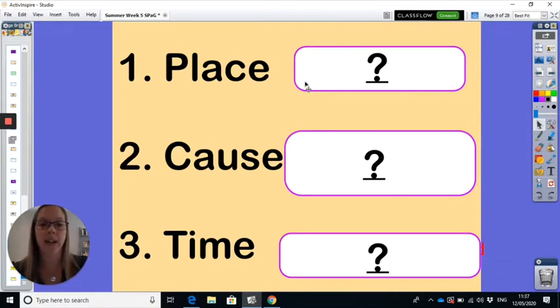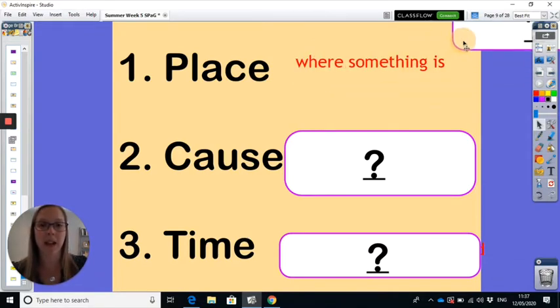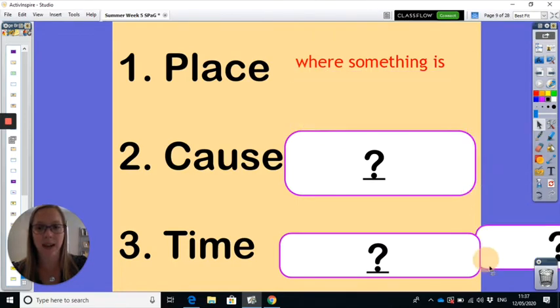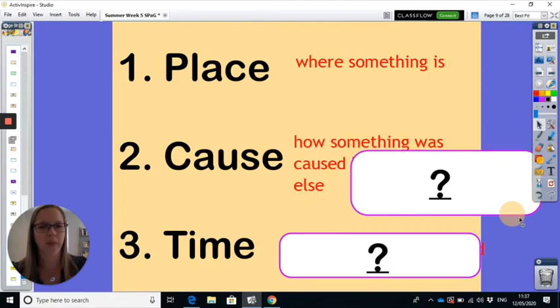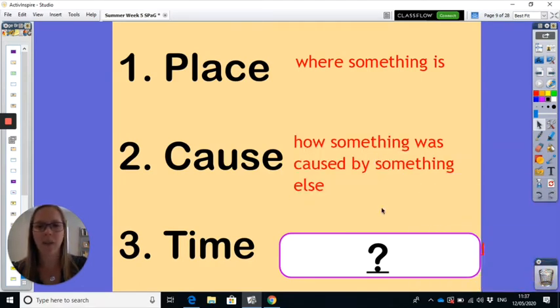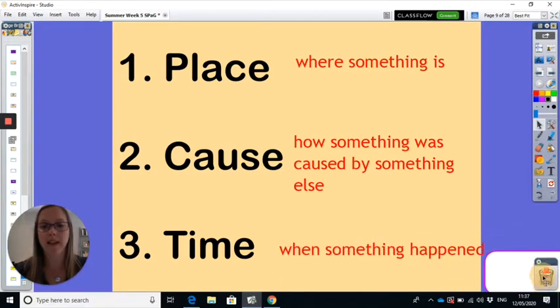So, for example, a place would be where something is, okay? The cause, what do you think that means? The cause means how something was caused by something else, how something happened because of something else. So thanks to, because of, those kinds of words and phrases are prepositions because they're showing how one thing relates to another or caused another. And time, when something happened.